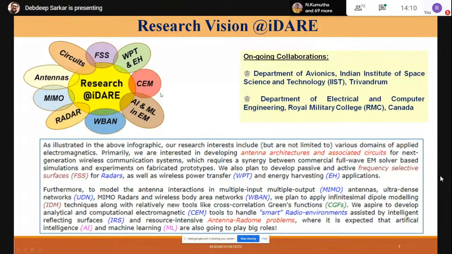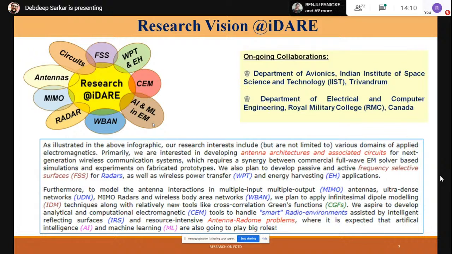And of course, a very important arm of the entire research vision is definitely computational electromagnetics. And included into that, apart from some of the analytical tools, we also need to impart our knowledge in artificial intelligence and machine learning. So it requires, as I mentioned and I'm repeating, a holistic view, a synergy between the various topics.